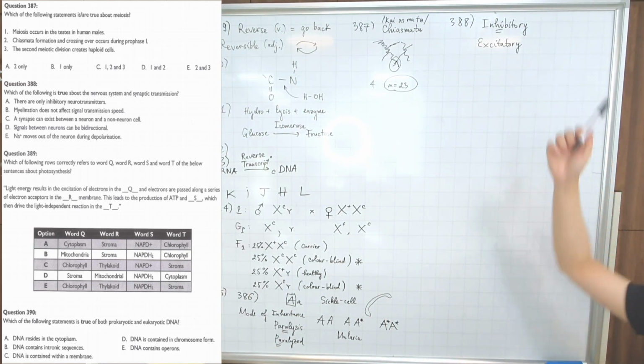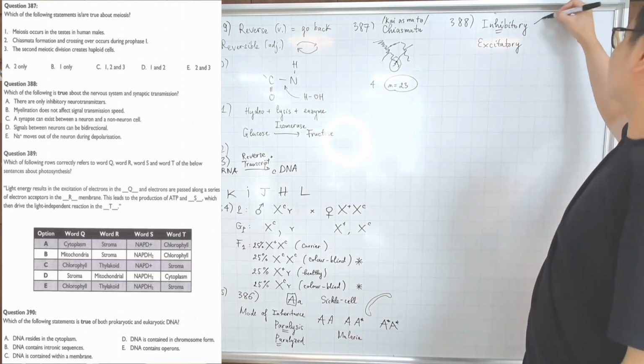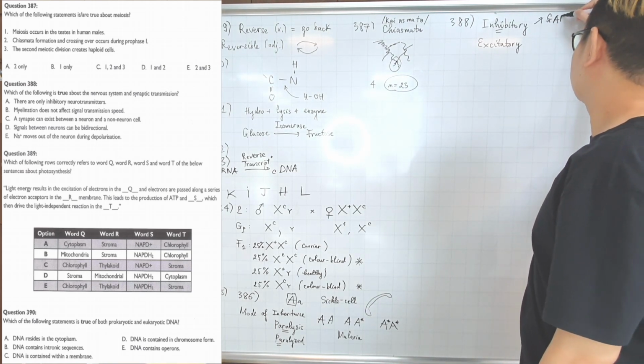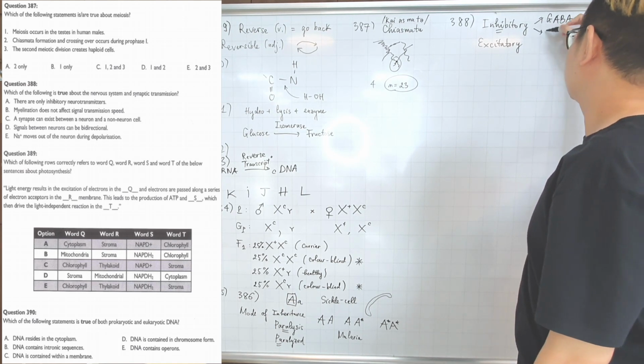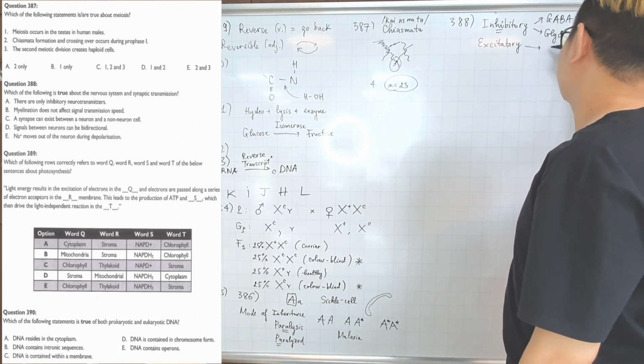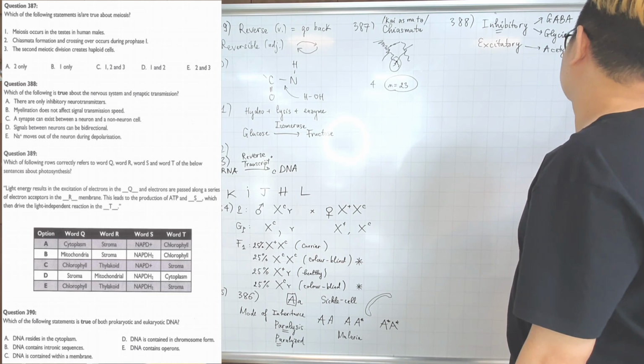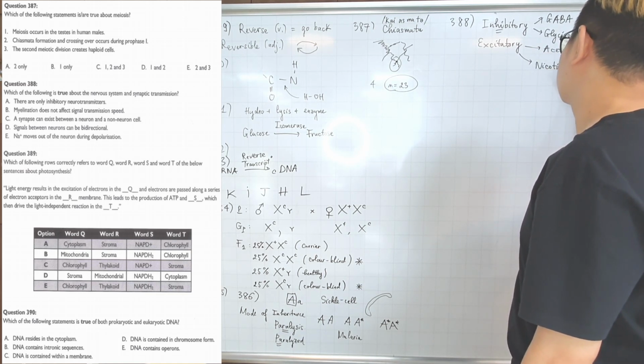Excitatory and inhibitory, right? Like for example, inhibitory we have GABA and glycine. For example, we have GABA and we have glycine. Excitatory we have acetylcholine and nicotine. Okay.